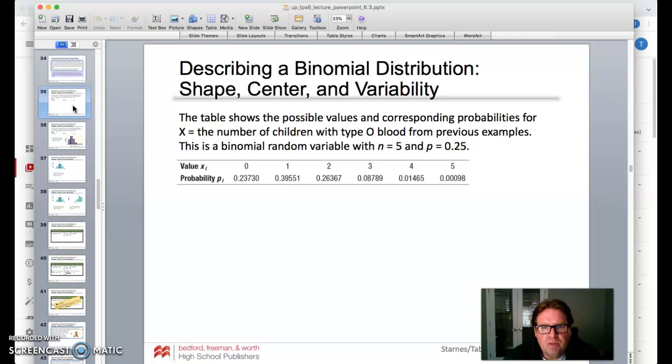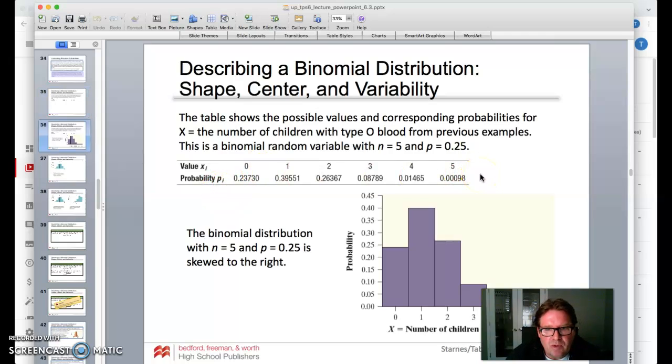The table shows the possible values. We did that type O blood example, we had 5 children, 25%. So this gives us the probability distribution of all of those different possibilities that we did. Now, as you take a look at the binomial distribution with n equals 5 and p equals 0.25, we can see, if we describe the shape, it's going to be skewed to the right.